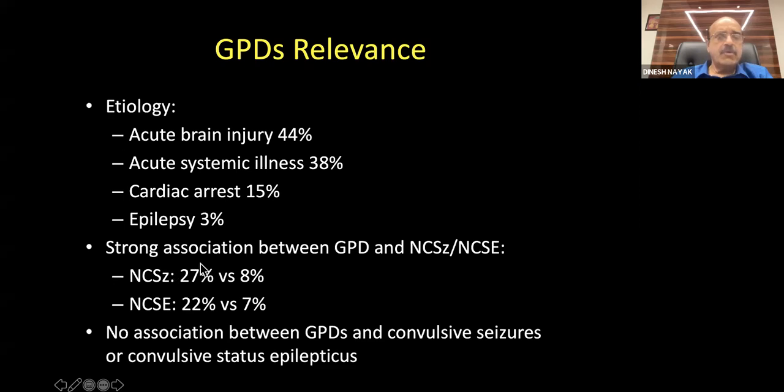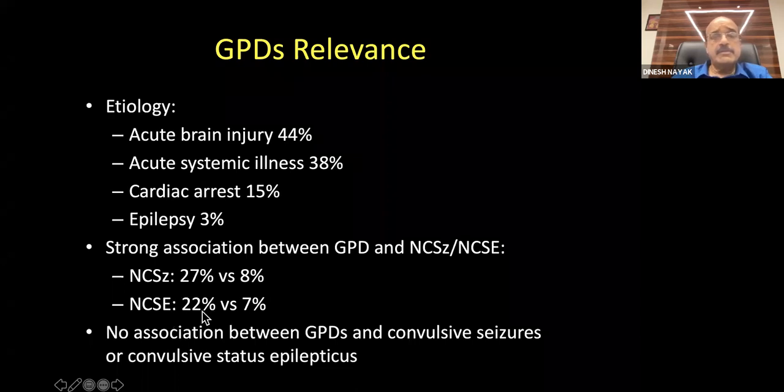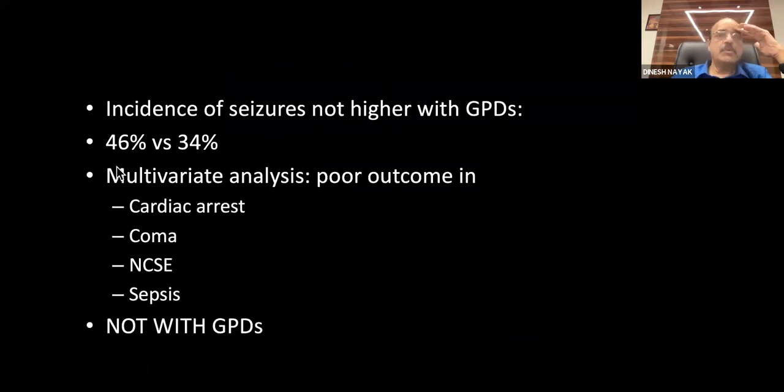Now, the incidence of non-convulsive seizures is 27% in patients who have GPDs, as opposed to only 8% in those patients who didn't have GPD. Similarly for non-convulsive status epilepticus, the same numbers. So that means the GPD indicates an acute cerebral injury, and that injury can also produce seizures, a higher incidence of seizures than in a person who does not have GPD. But overall, the incidence of seizures is almost the same.